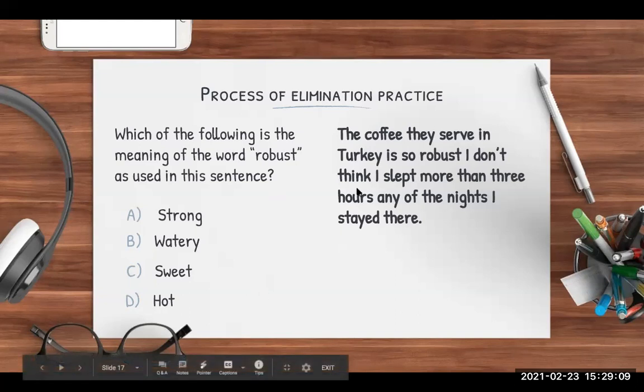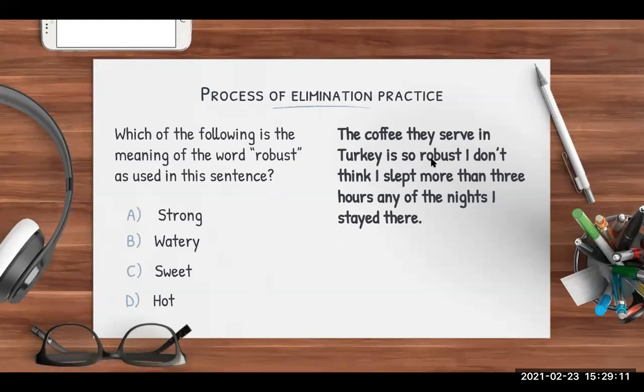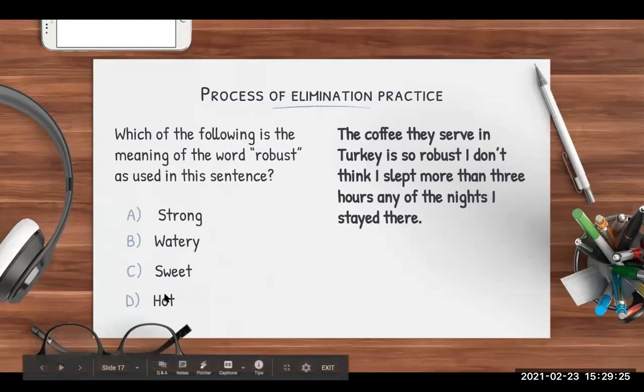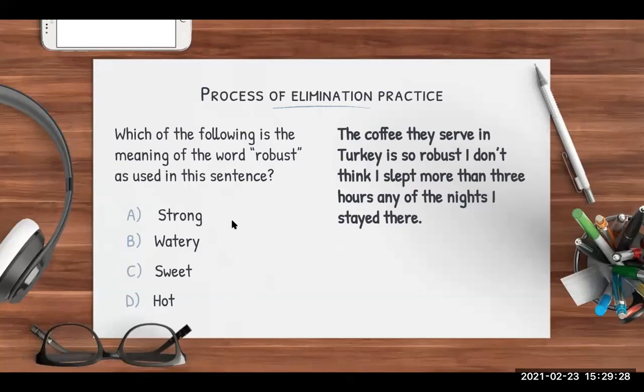And then we have D, the coffee they serve in Turkey is so hot, I don't think I slept more than 3 hours any of the nights I stayed there. That one doesn't make as much sense. Hot coffee is not really going to keep you awake. Then we're left, if we can eliminate both watery and hot because they don't really make sense in this context, we have strong and sweet. And in general, just going by the context that it has kept the person awake so that they couldn't sleep more than 3 hours, strong coffee is probably going to keep you awake much more than sweet coffee. So having eliminated all of our other options, that leaves us with A, strong.